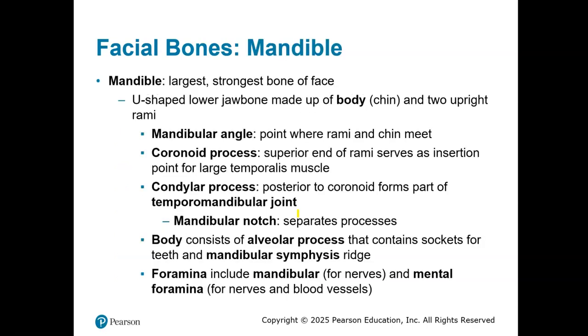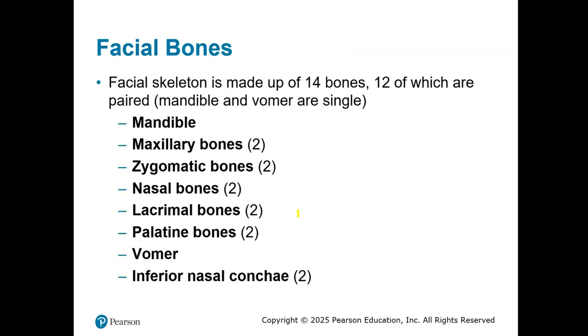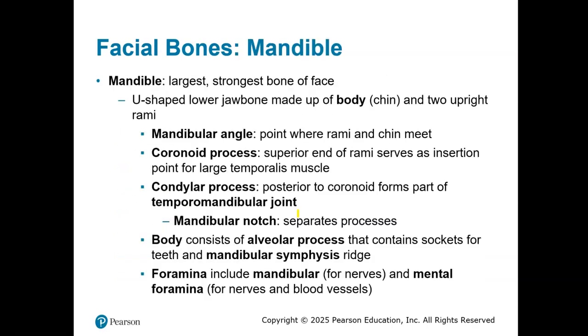Oh, that's why I couldn't find the bone that forms those, because they form their own. They are their own bone. Okay, mandible is the largest, strongest bone of the face. It is the lower jaw bone, and it does have alveolar processes that the teeth sit into. They're for the teeth.